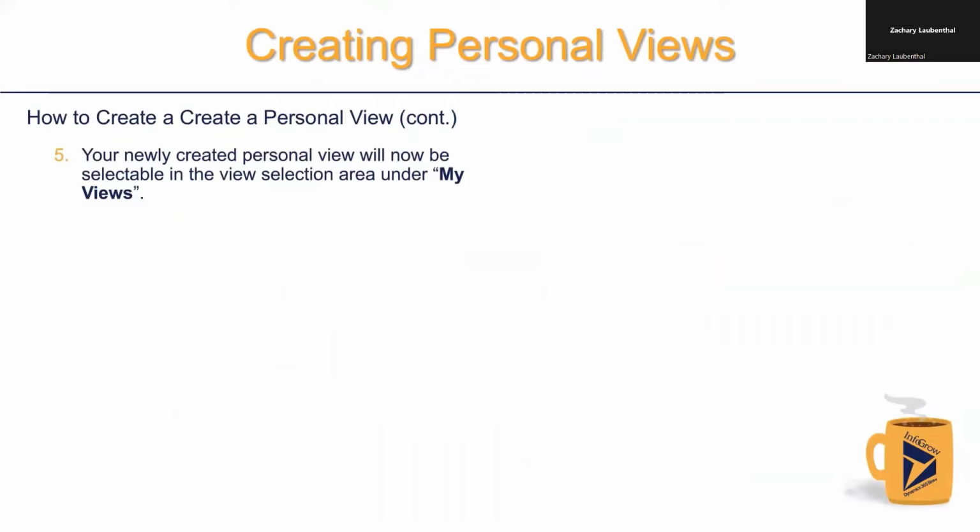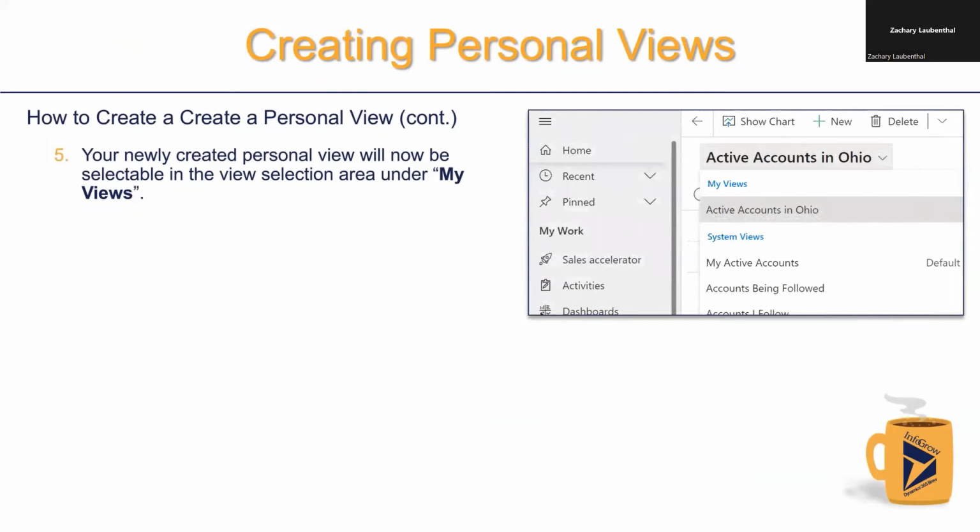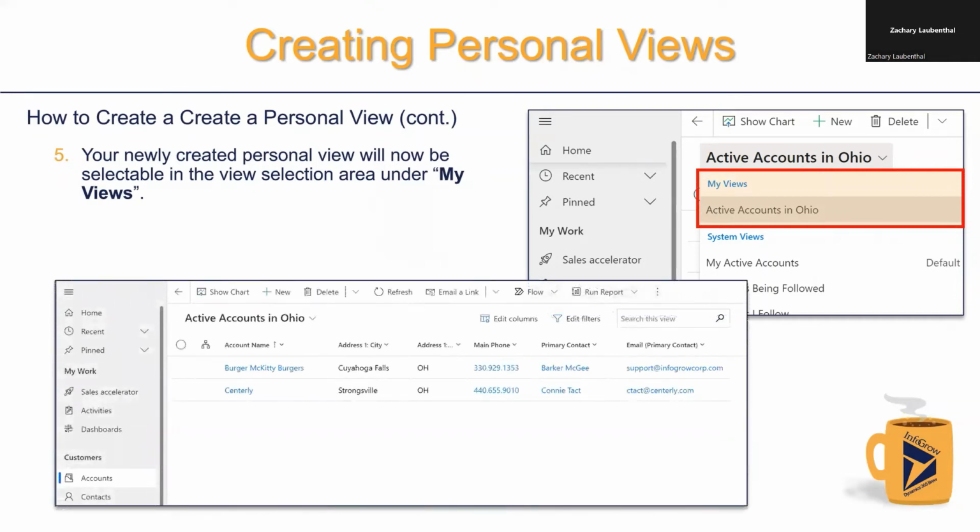Now, to see your newly created view, on the entity that you just created the view for, in our example the account entity, select the drop-down list to see all the views for the entity, and you will see your newly created view in the My Views section. Once you select the view, it will now be displayed. And here we can see in our active accounts for Ohio, we only see the records that are associated with the state of Ohio.